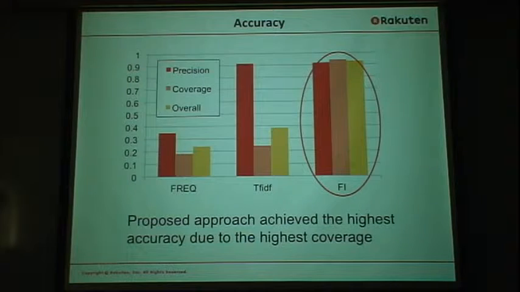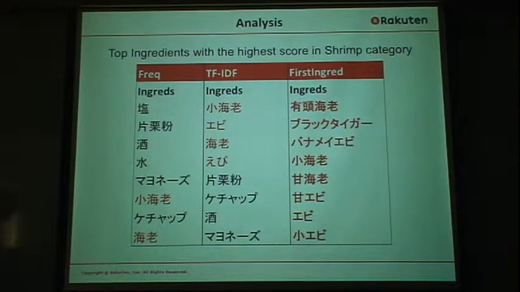An experiment on a real data set, namely the Rakuten Recipe data set, showed that our approach based on the position achieved the highest precision, recall, and overall score, namely F score. This slide shows the top ingredients with the highest score in the shrimp category. The first column shows the ingredients with the highest frequency score, the next column shows the highest TF-IDF score, and the third column shows the highest first ingredient scores.